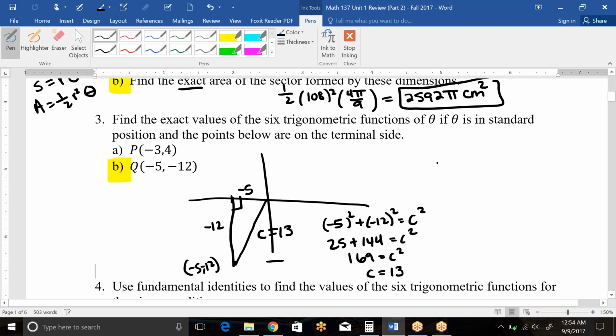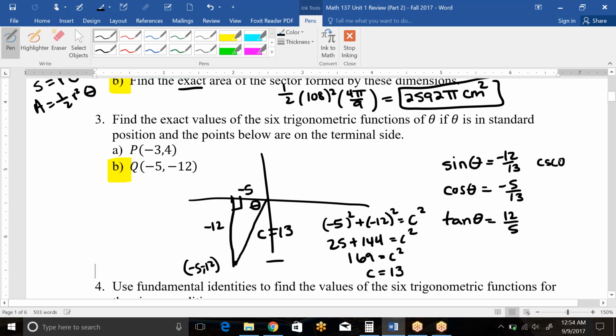So my hypotenuse is 13, so that means sine of theta, because remember this is my theta when we're drawing standard position, it's always referenced between the origin and the x-axis. So our line to the origin and our x-axis. So sine is opposite over hyp, so that would be -12 over 13. Cosine of theta is adjacent over hyp, so -5 over 13. Tangent is opposite over adjacent, which is -12 over -5. That turns into +12 over 5.